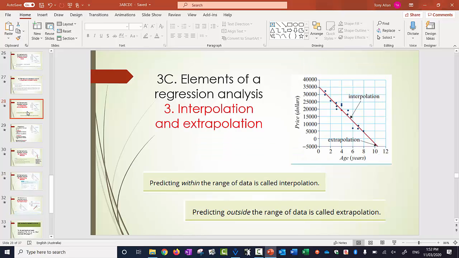3C Part 2. The point about having an equation of regression, the line y equals ax plus b, is to use it to make predictions. And there are two kinds of prediction: interpolation and extrapolation. So I'll explain what they are.